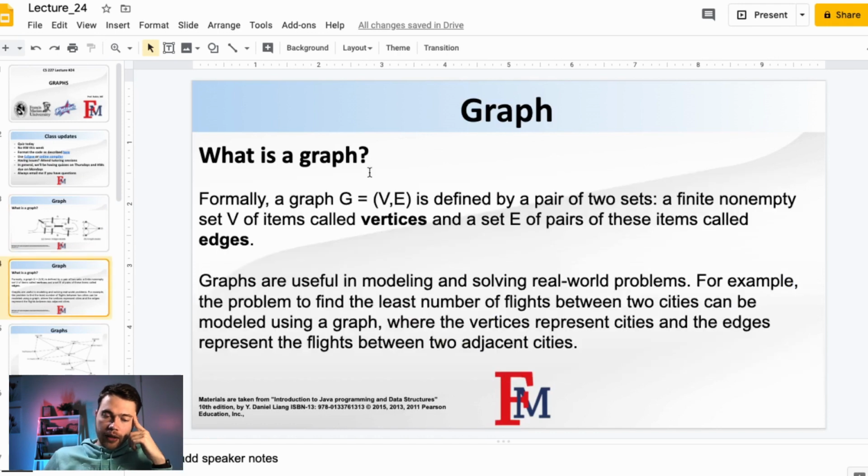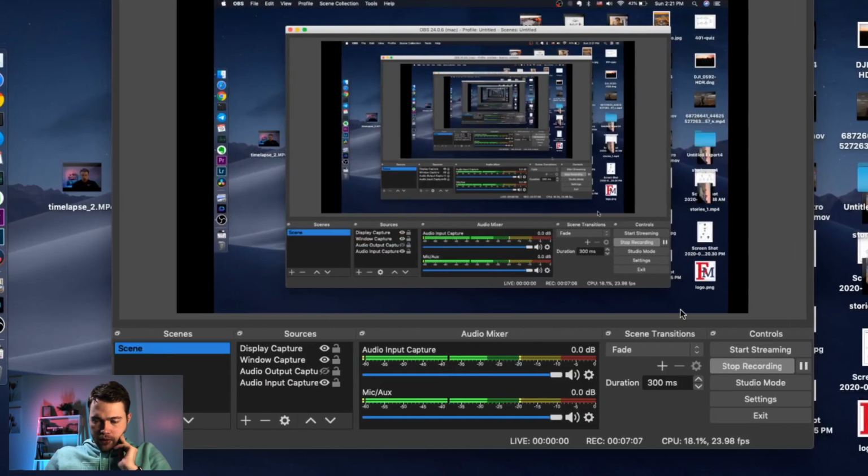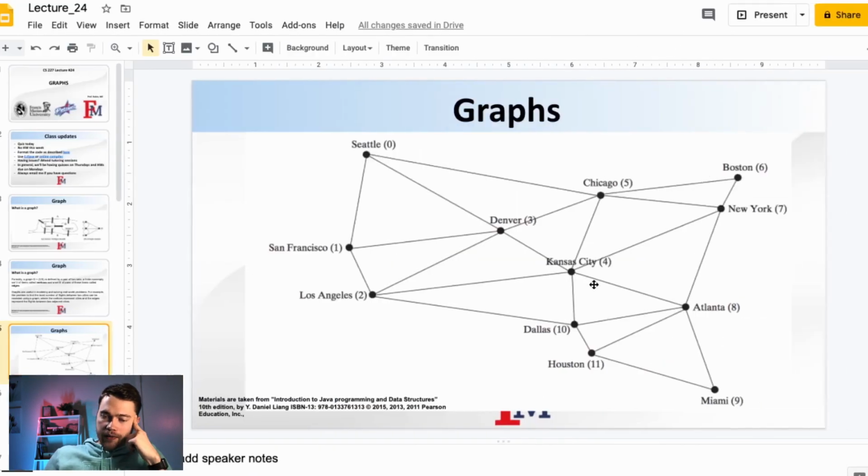Graphs are useful in modeling and solving real-world problems. For example, the problem of finding the least number of flights between two cities can be modeled using a graph, where the cities represent vertices and the flights are edges. For example, take a look at this: Seattle, Chicago, Boston. Am I recording, by the way? Yeah, I am. New York, Denver, Kansas City, Atlanta, Dallas, all of that. So where's Atlanta? And we're somewhere here.